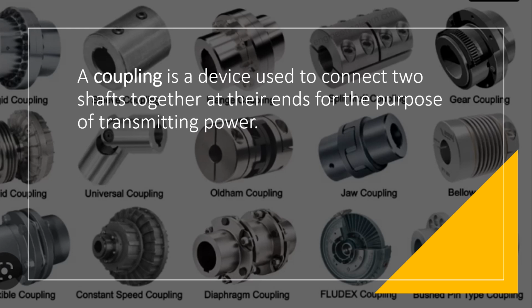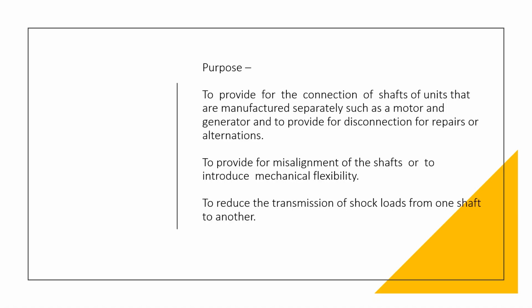So you can watch all those there, but here in brief we'll understand what is a coupling and the types of coupling. A coupling is a device used to connect two shafts together at their ends for the purpose of transmitting power. It's a mode of transmission of power. Transmission of power can happen through couplings, and couplings are of different types. So what are those and what is the purpose?